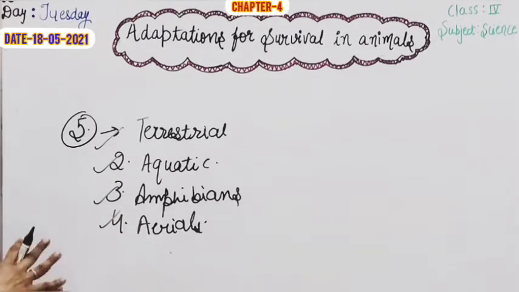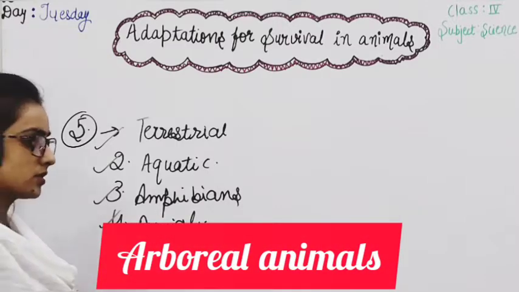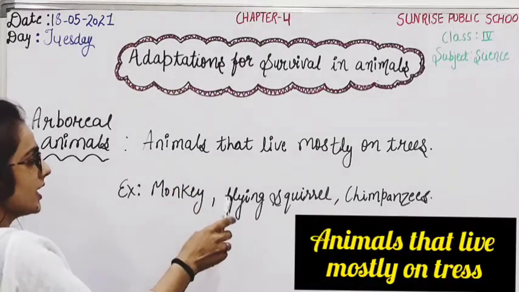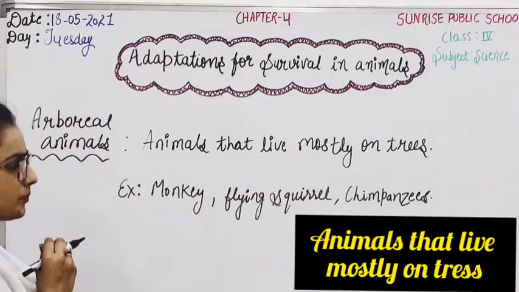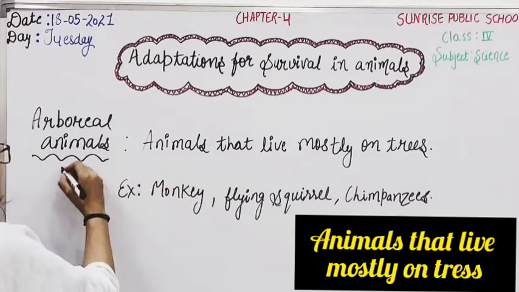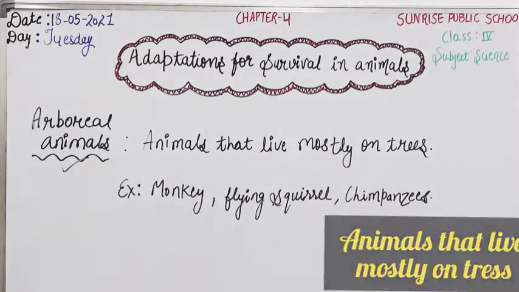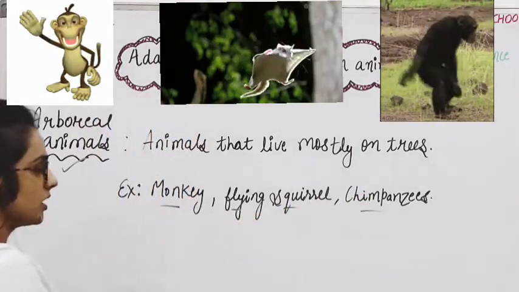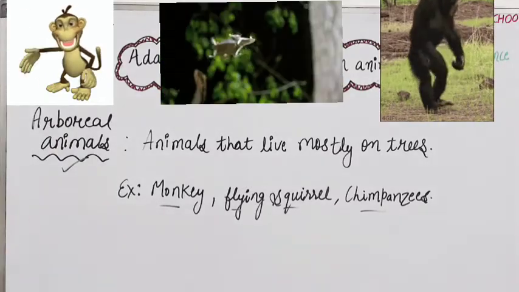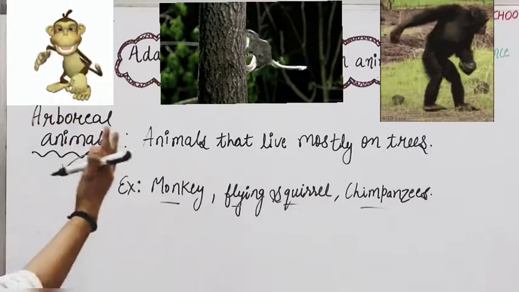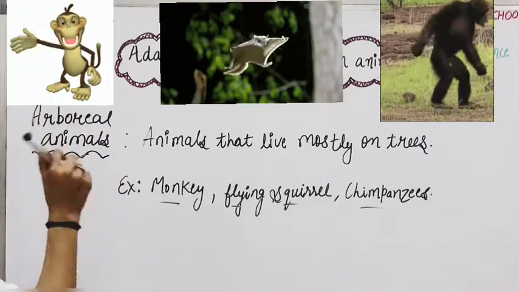Okay, and now let's talk about the 5th category, that is arboreal animals. Arboreal animals are those animals that live mostly on the trees. Those animals which live mostly on the trees are known as arboreal animals. For example, monkey, flying squirrel and chimpanzees. These are the animals which live on the trees. This is monkey and this is flying squirrel and this is chimpanzee.